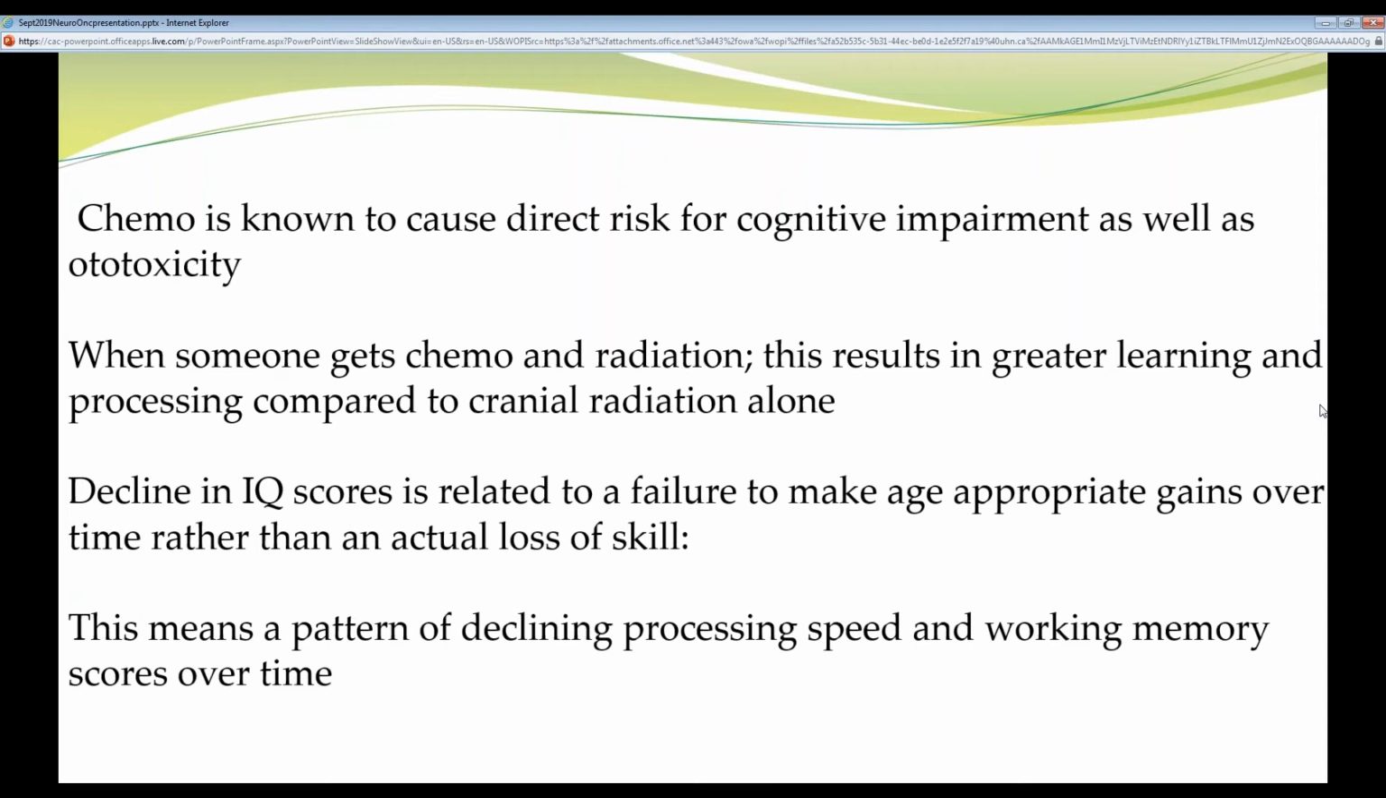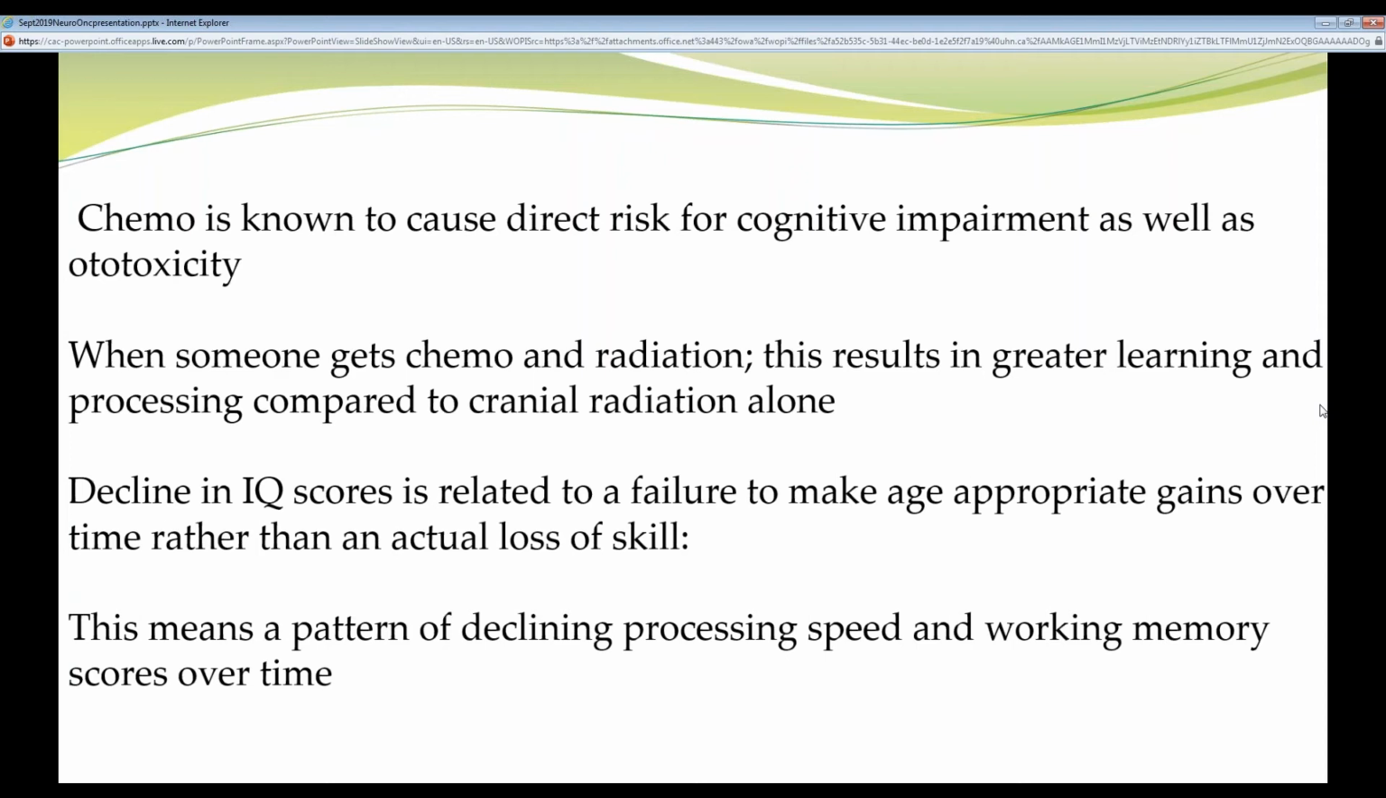And so when people are trying to support the use of hearing aids, you're going to get a lot of disgruntled teenagers and young adults that really don't want to wear them, because no one wants to look different, but know that there's research to support that if they can hear, they can for sure learn and improve their learning skills. The other thing that we can say with great certainty is that when someone gets chemo and radiation, it can for sure impact learning and processing versus just getting radiation alone.